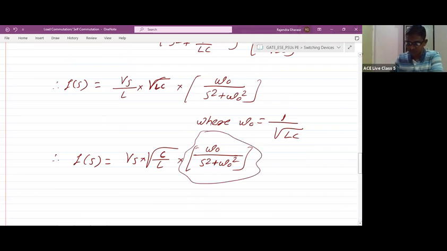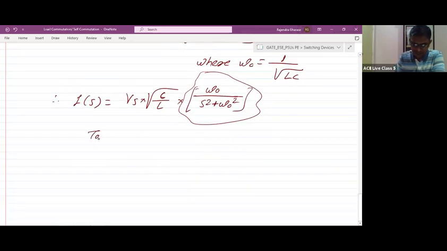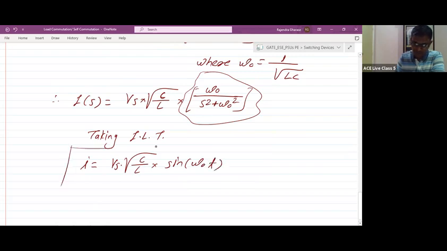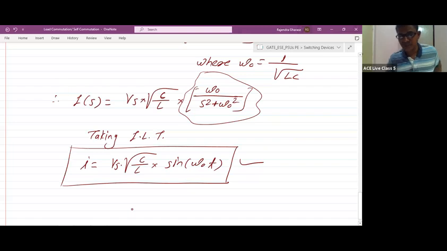Right? So taking the inverse Laplace transform, ILT, on both these sides, the inverse Laplace of I(s) gives i = Vs into under root C by L into sine of omega 0 t. This is the current in the circuit. You can check that in the circuit we have a DC supply, but the current we are getting is sinusoidal.